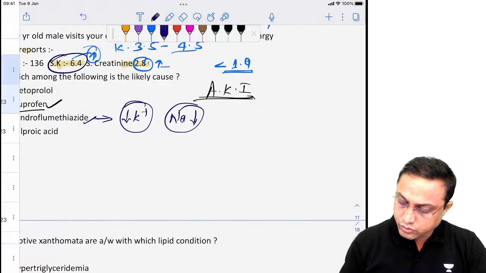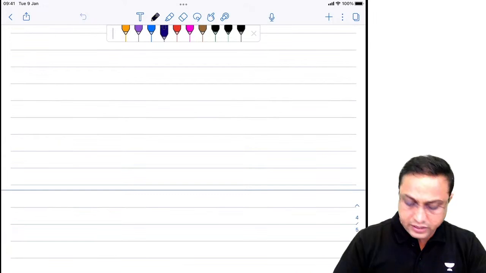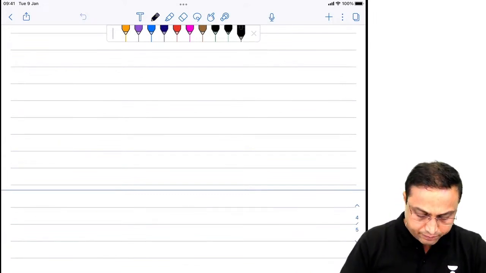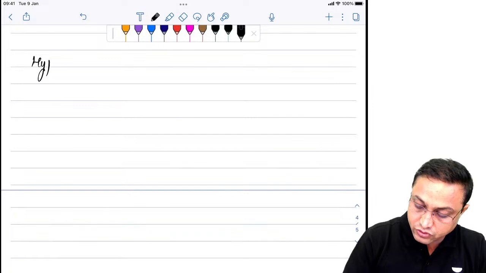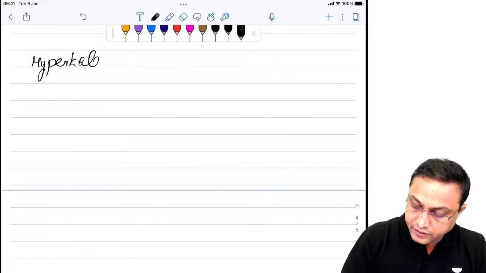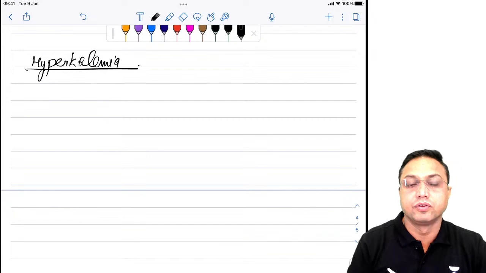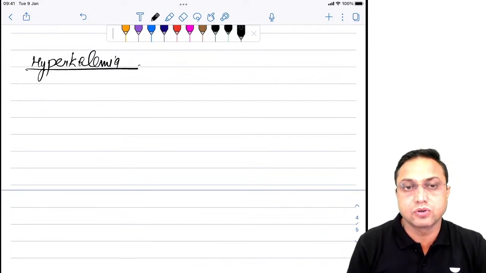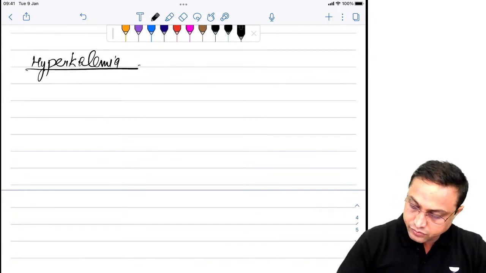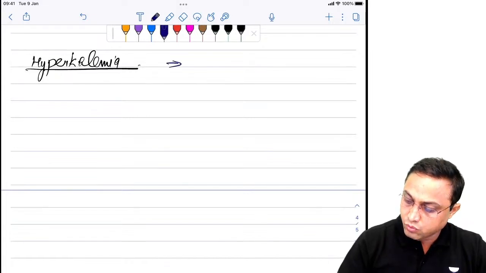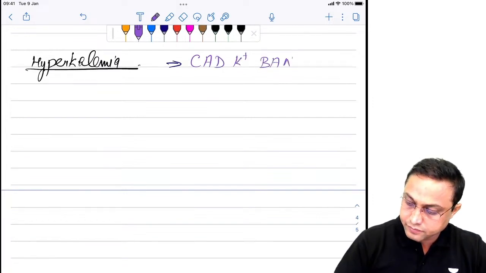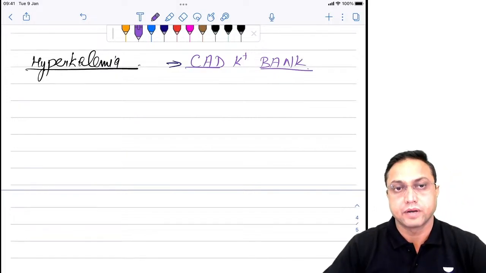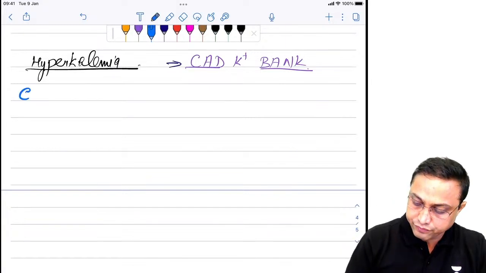Guys, this is important. So quickly revise the mnemonic of the drugs which are causing hypokalemia. Oh, sorry, which are causing hyperkalemia. Can you please tell me some of the drugs which cause hyperkalemia? The very easy mnemonic is CADK bank. Right. Now what does this C stand for?